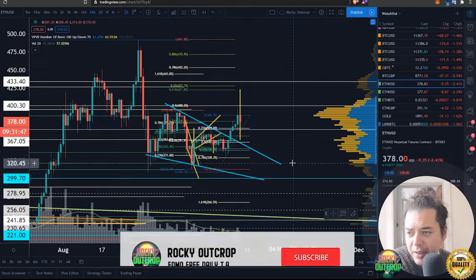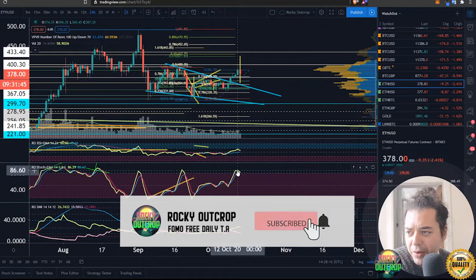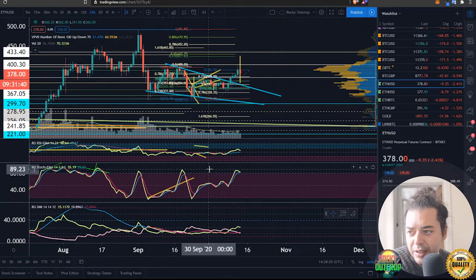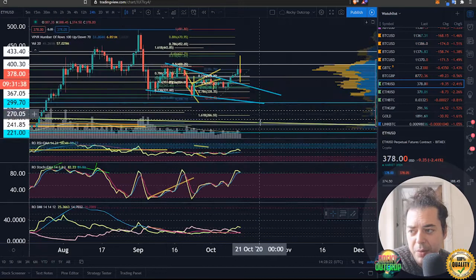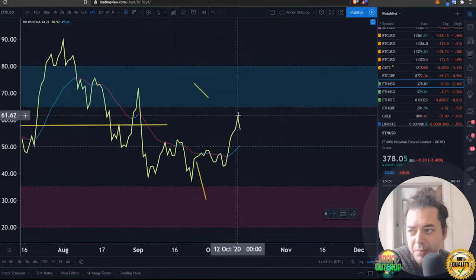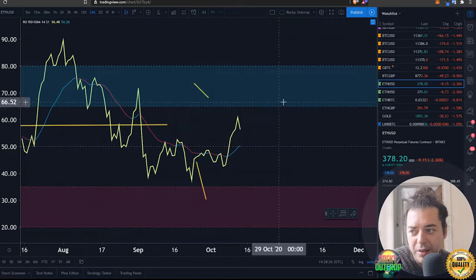Oh, well, in that case, let me bring this back up again. This, of course, is not divergent. Take that back. But what we're seeing here instead would be hidden bearish divergence very much appearing. So it's glad we did that analysis in that way.